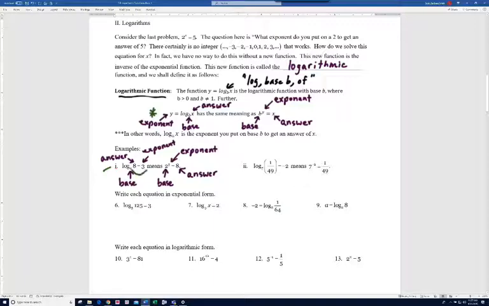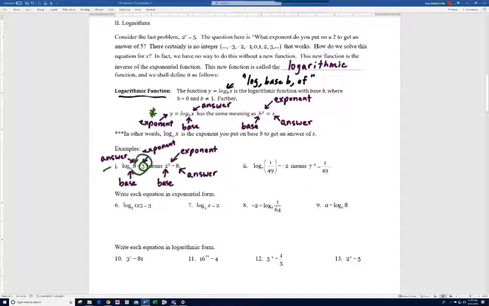So base, exponent, answer. So 2 to the third power equals 8. And so I call that round the world. So over here on the second one, first of all, looking at the exponential form, we have 7 to the negative 2 power is equal to 1 over 49.